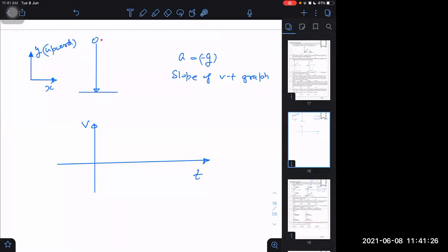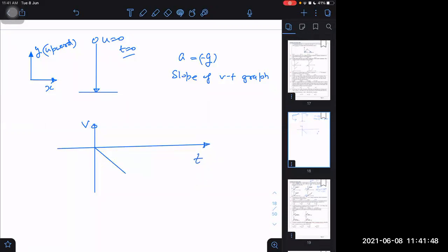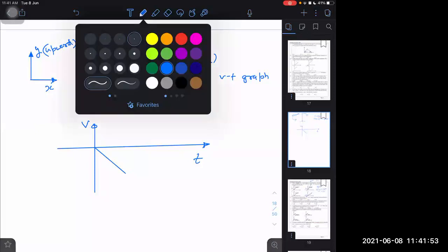But initially, the particle was dropped from rest. Initial velocity is 0. So where should I start the graph? At V equal to 0, at t equal to 0. And then I should make a negative slope graph like this. And then when it attains some final speed V at which it strikes the ground, what happens to it suddenly at this place?